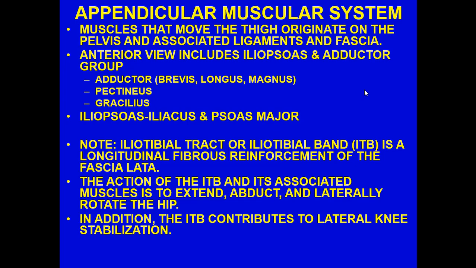They bring them together. The iliotibial tract, or the iliotibial band as it's called, is a longitudinal fibrous reinforcement of the fascia latae. Okay? The action of the ITB and its associated muscles is to extend, abduct, and laterally rotate the hip. In addition, the ITB contributes to lateral knee stabilization. We'll show you that when we get to the knee. But remember that when we talk about the knee, it is a remarkable, capable joint, but you can't have it going sideways. It can only go in one axis. Okay?